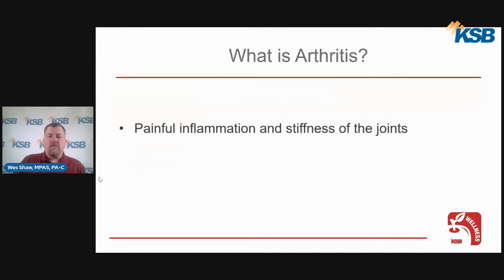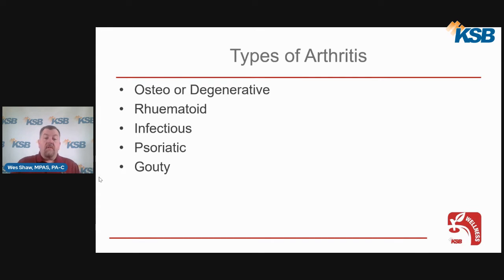So I usually start with just describing what arthritis is. There are lots of different types of arthritis out there, but the one that we mainly focus on here at KSB is osteoarthritis. Arthritis is a painful inflammation of the joints that can cause stiffness. Like I said, there are lots of different types of arthritis. There's osteo, which we're going to focus on here.